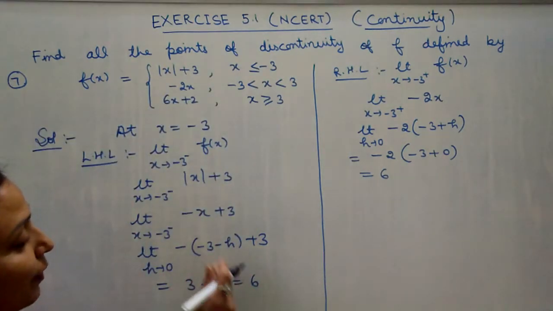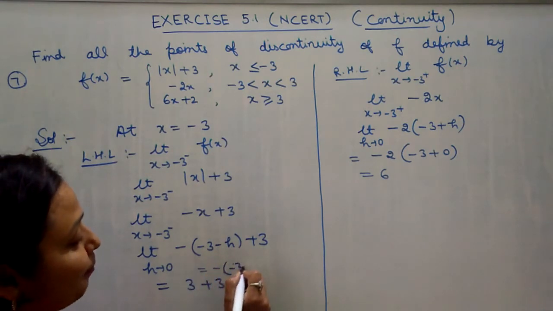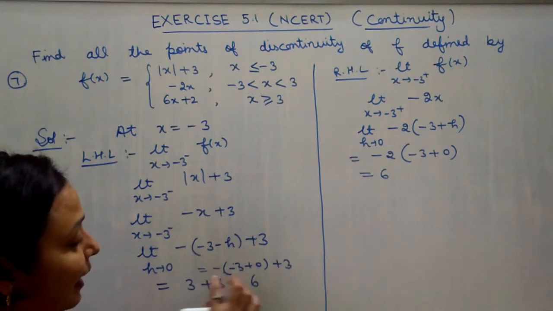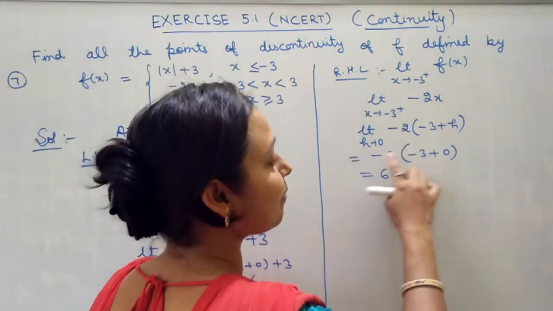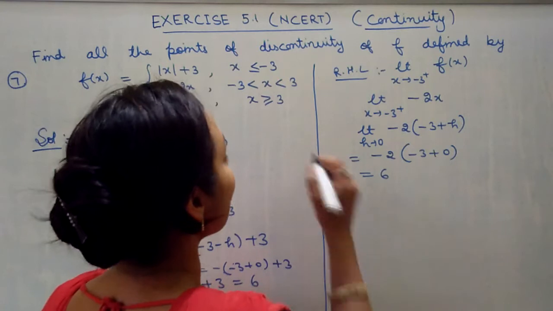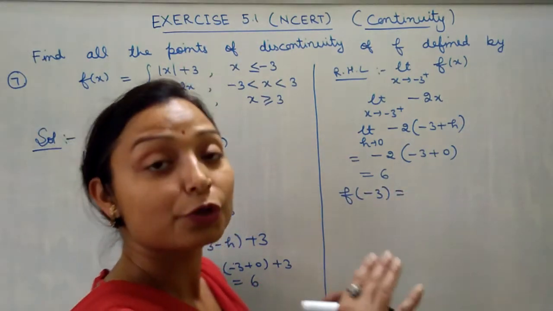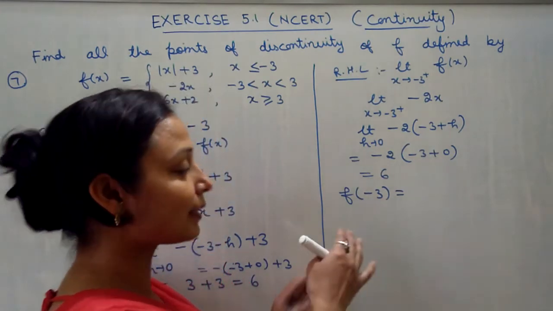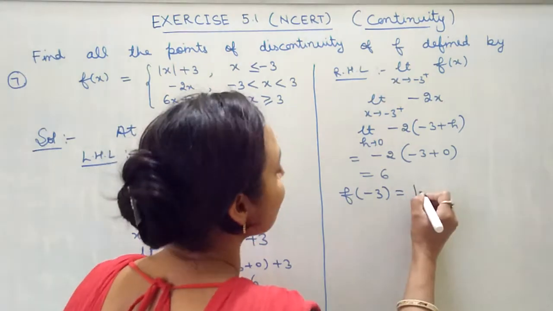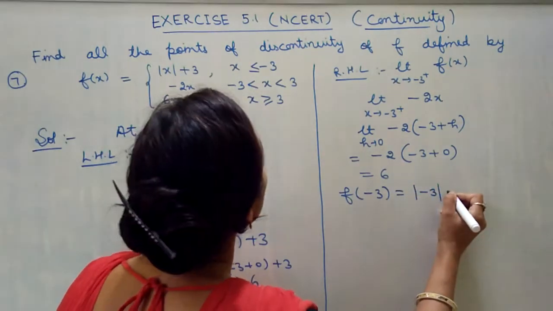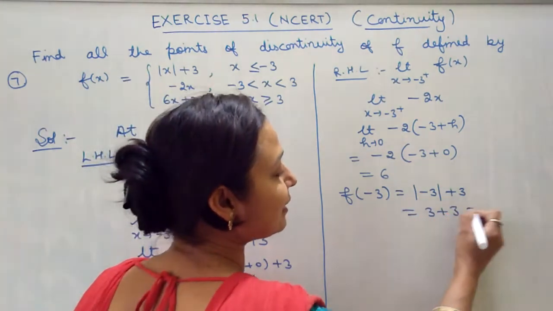In this term we also have -3. I will take -3 plus 0 plus 3, that means minus plus 3, which is equal to 6. Now I will put the value at f of -3 directly in the function, not using limits. Only directly take the value of the function, that is mod of -3 plus 3. The absolute value of 3 plus 3 is 6.